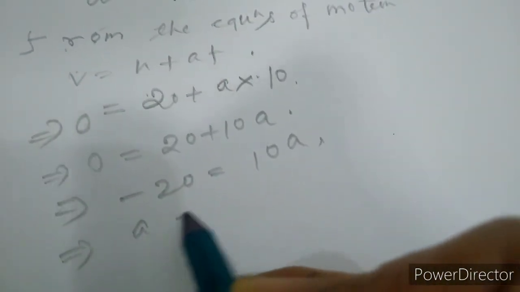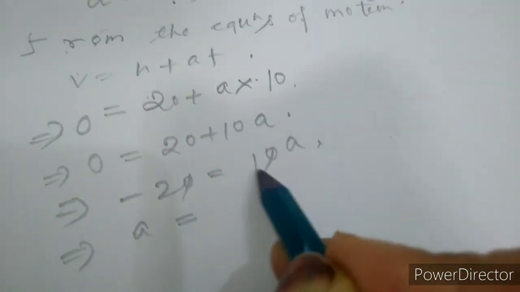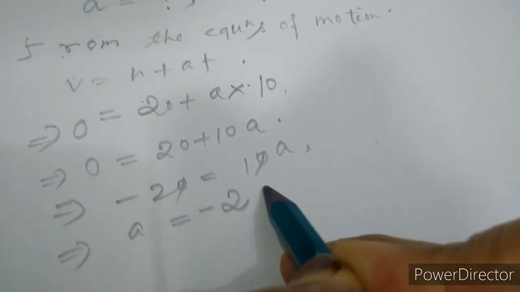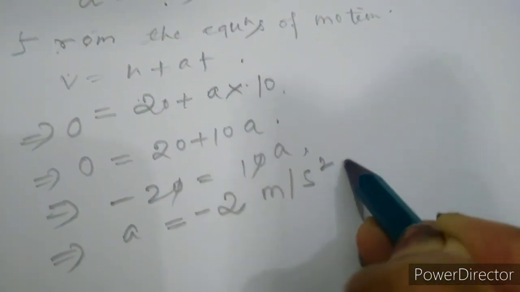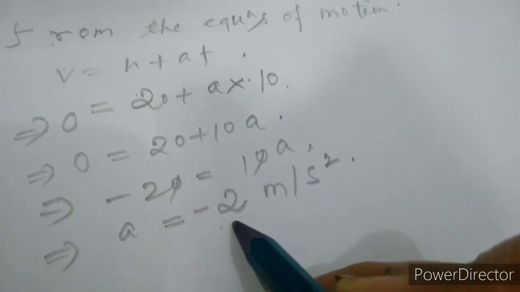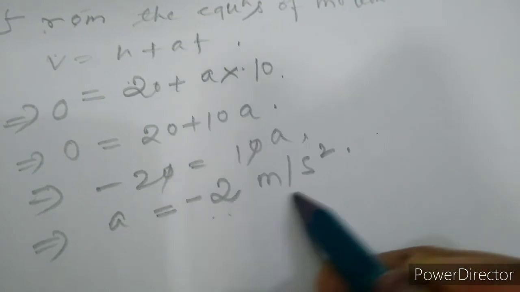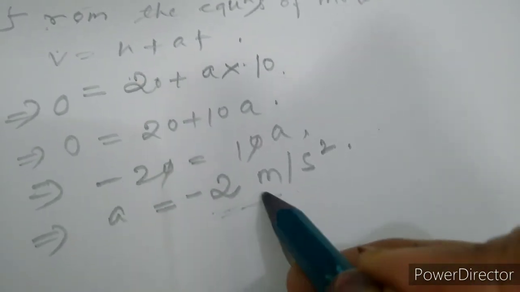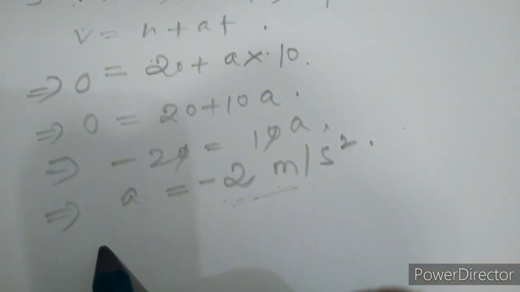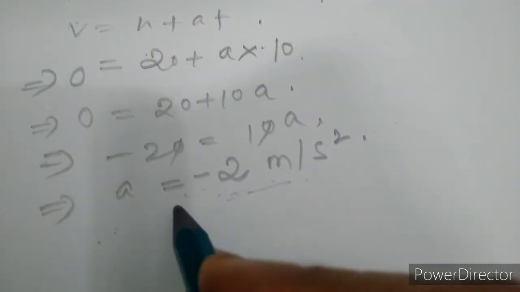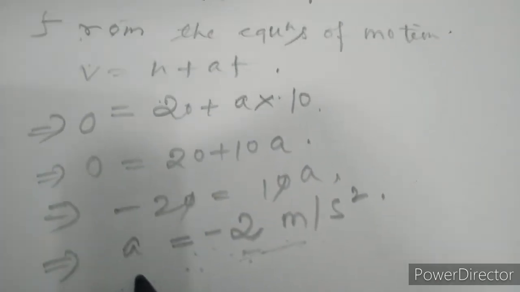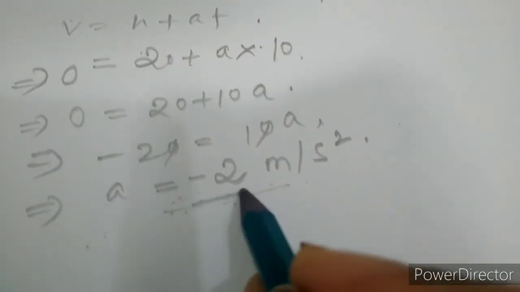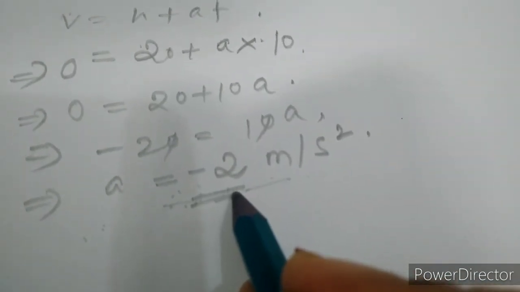Hence A is equals to how much? That is minus 2. This is what? Acceleration or the retardation. So its unit will be meter per second square. Since it is negative sign, it is denoting that the retardation of the car is occurring. It is the retardation. Okay. So A is minus 2. Or you can write down that retardation is equals to 2. When you write retardation, that time you write 2. Or when you write that it is acceleration, you will write minus sign. So minus sign means it is retardation.